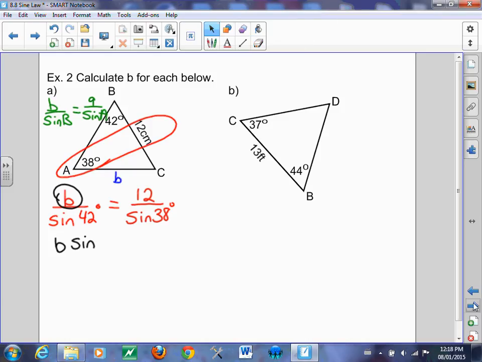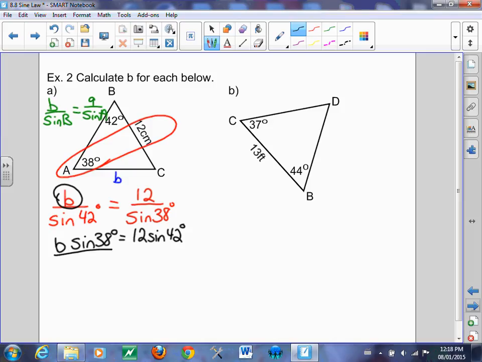No mistake there. 38 degrees equals the opposite cross, which is 12 sine 42 degrees. To get B by itself, divide by sine 38. Whatever you do to one side, do the same to the other, ladies and gentlemen. So we're left with B equals 12 sine 42 degrees divided by sine of 38 degrees. Plug it in your calculator.